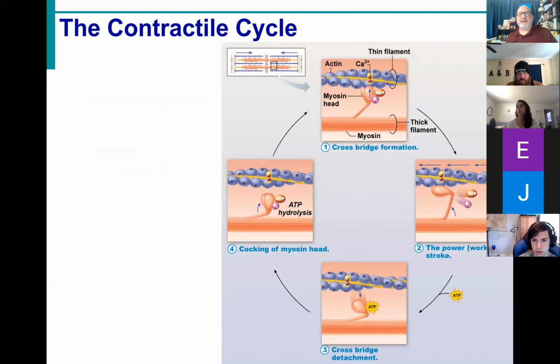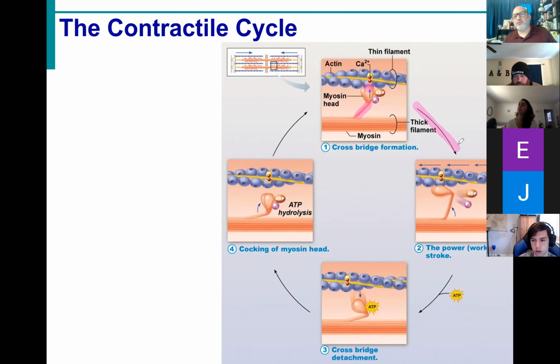Here's the picture I like a lot. This one's not from your textbook, but I really like this picture. I think it does an excellent job of showing the process. Notice here we start with a primed myosin head. It's got its ADP and phosphate. Our regulatory protein's out of the way so it can bind, forming that crossbridge.